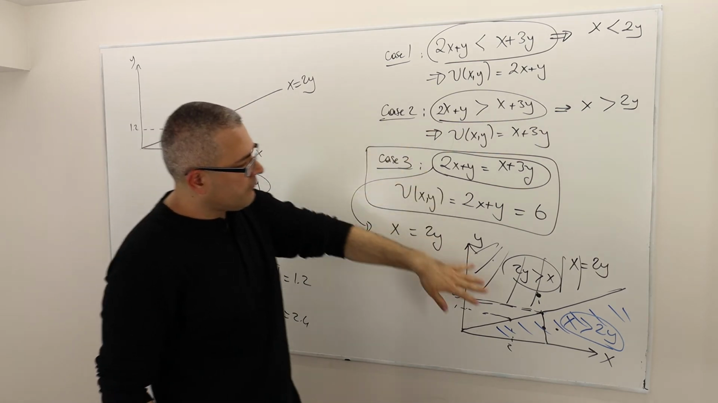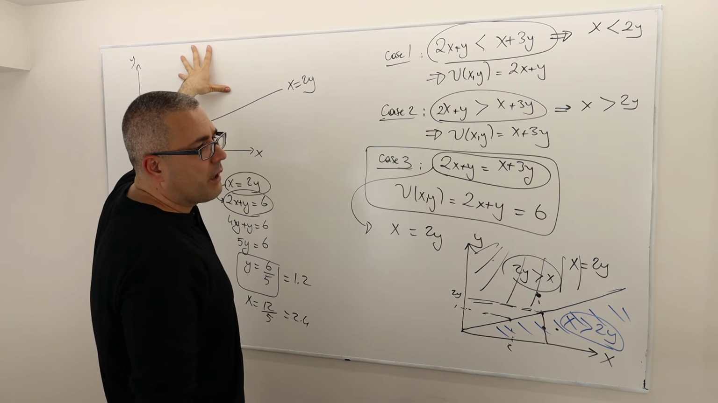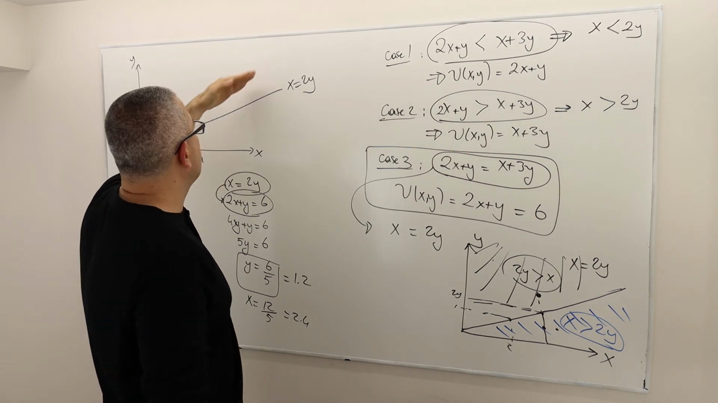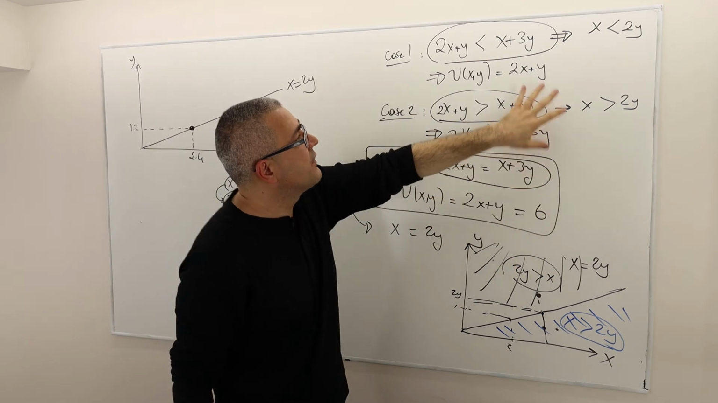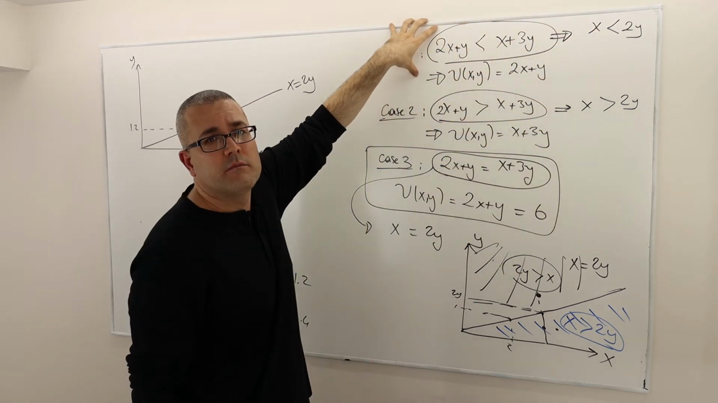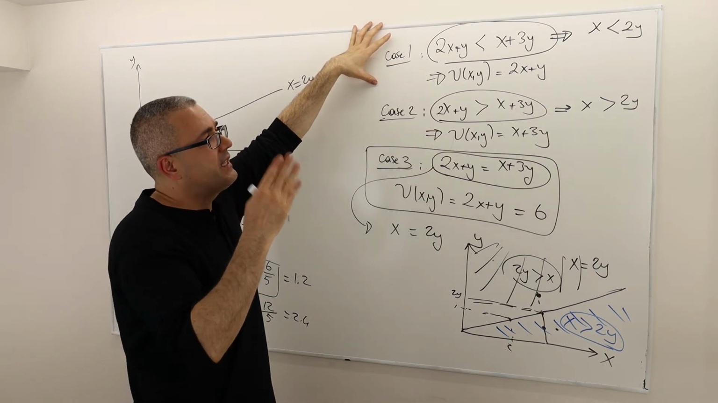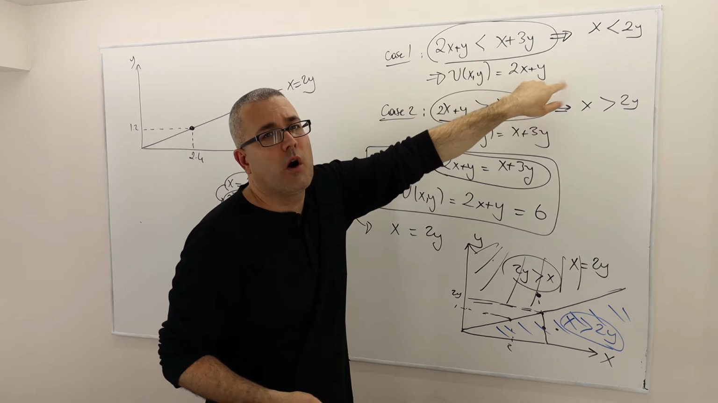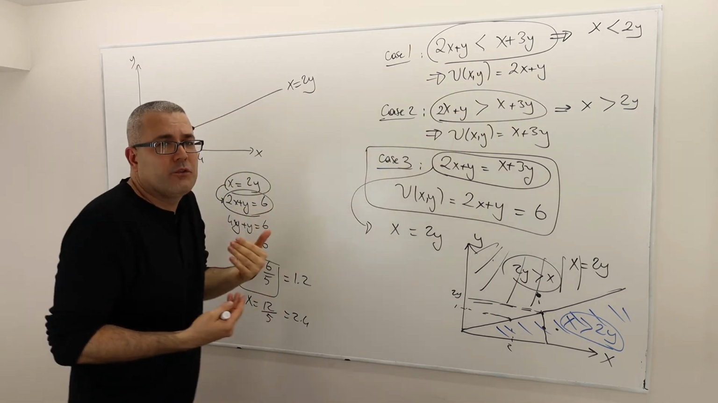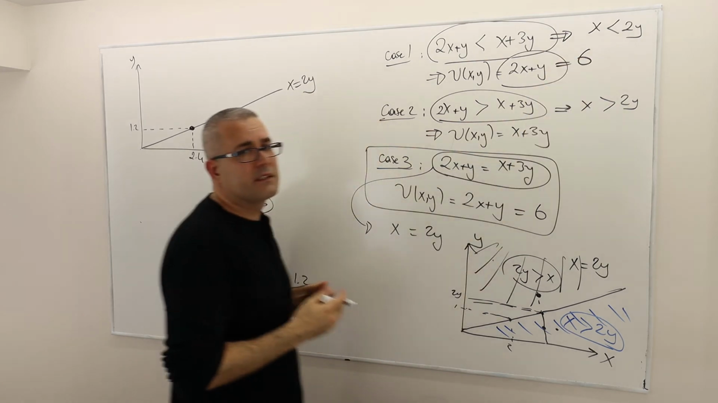So, 2y greater than x, this region, the upper part of my straight line, is 2y greater than x. The case 1. All right? So whenever x is less than 2y, my utility function is 2x plus y. So therefore, I have to draw the indifference curve of this line, which is equal to 6.